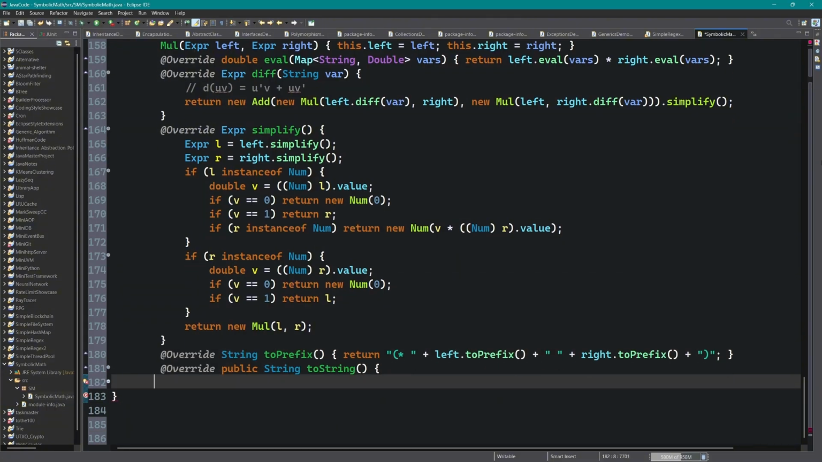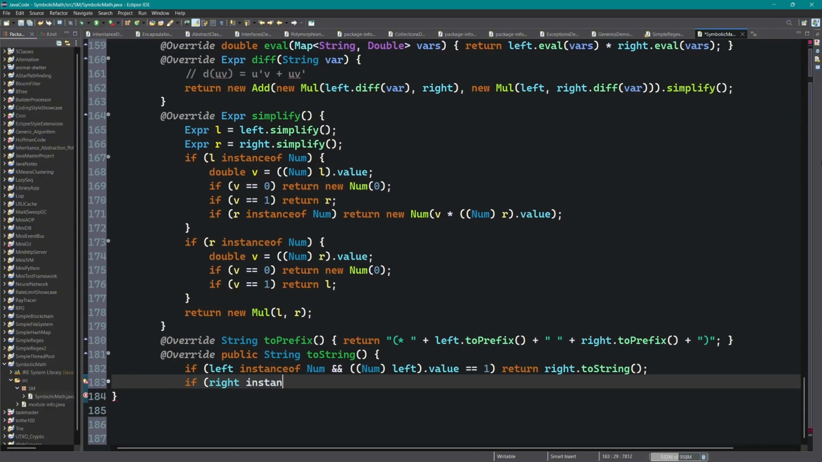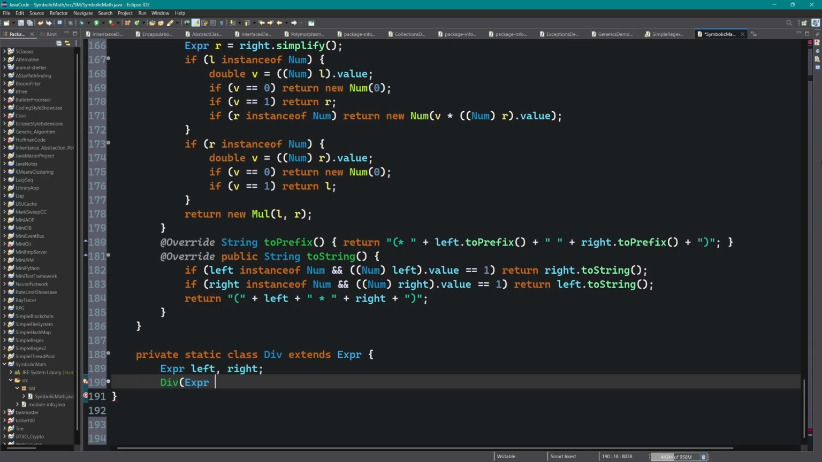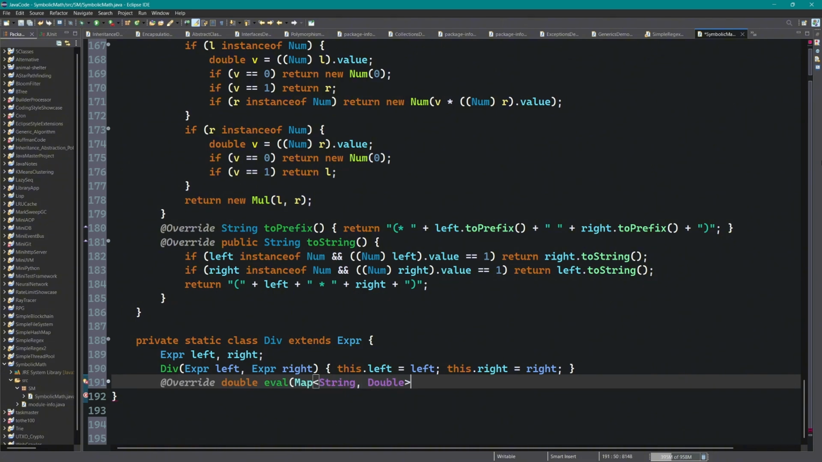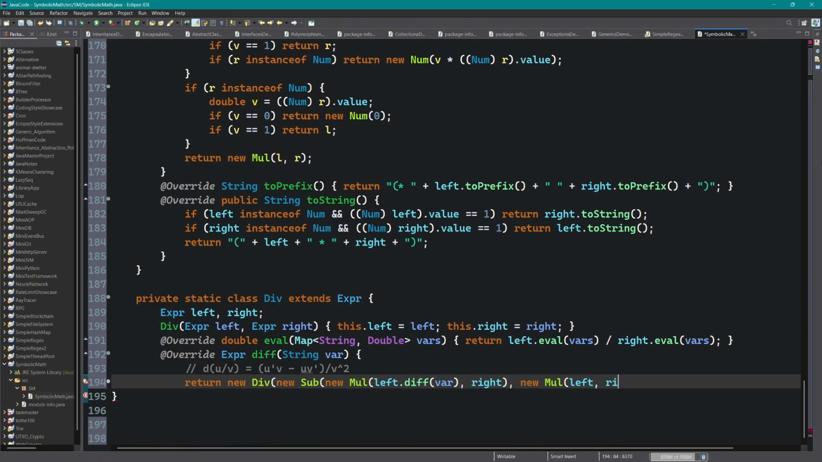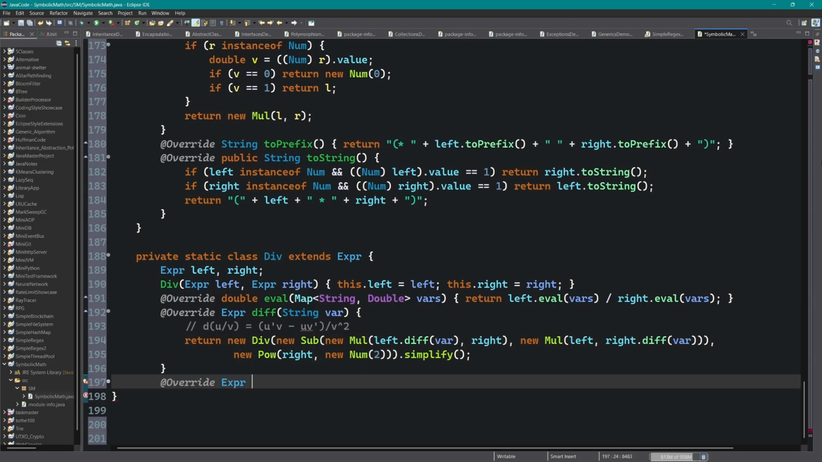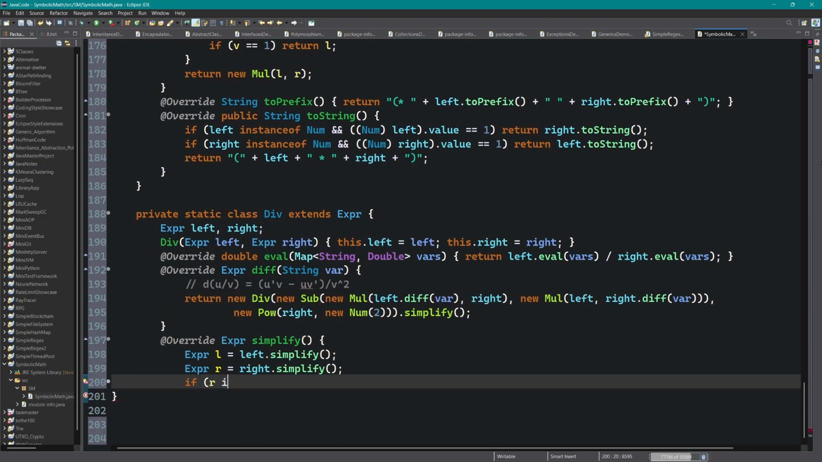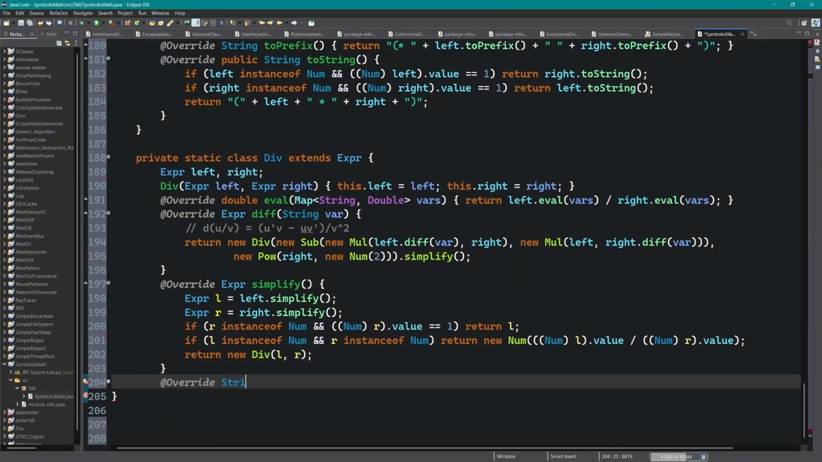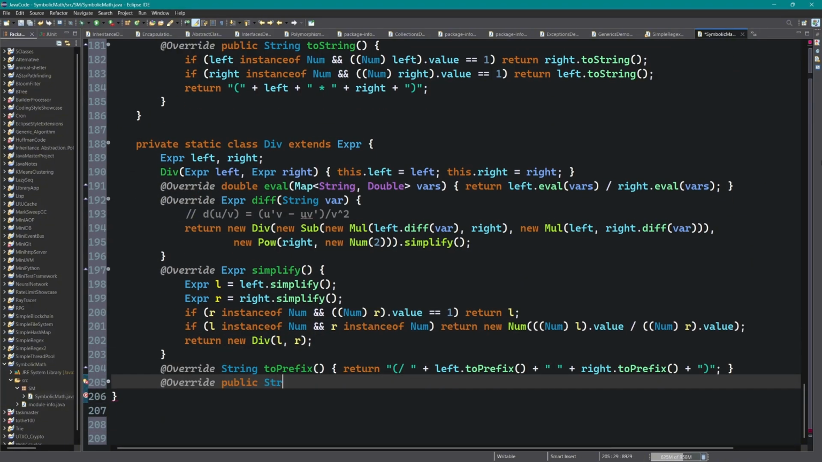Mul and Div follow the same pattern. Multiplication's derivative uses the product rule: derivative of the first times the second, plus the first times derivative of the second. Division uses the quotient rule. Simplification here recognizes 0 and 1: multiplying by 0 gives 0, multiplying by 1 returns the other operand, and similar logic for division. Constant folding combines numeric children.